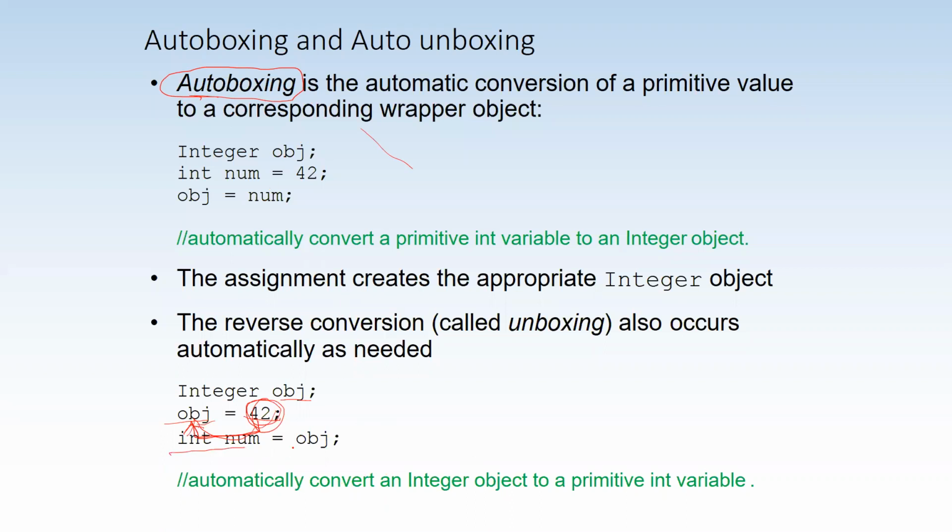And here, this is unboxing. This is an Integer object, but you're unboxing it, getting the value from it, and assigning it to an int primitive data type variable. So you're unboxing it. Here, you're boxing it. Auto-boxing, auto-unboxing. Questions? So this automatically converts an Integer object to a primitive int variable.